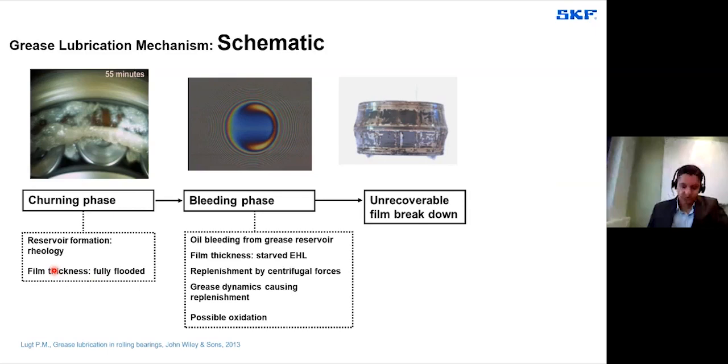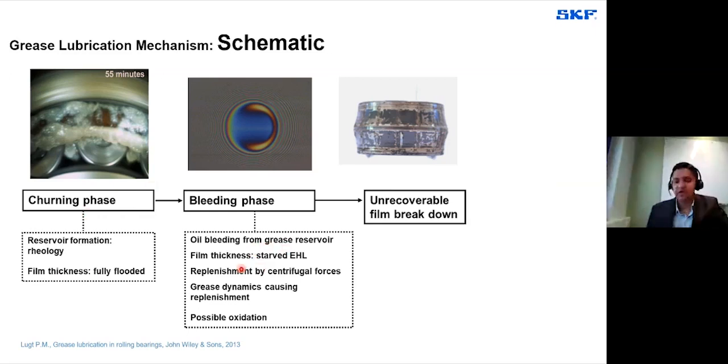Then it will be placed either in the grease reservoirs or even in the shields. So then very little, the minimum quantity required for lubrication, is left in the contact. That's where the bleeding phase starts. Normally we call this the bleeding phase because the generally accepted mechanism in that phase, where the lubricant supply happens, is mainly due to the oil bleeding from the grease reservoirs. And these grease reservoirs are formed during the churning phase.